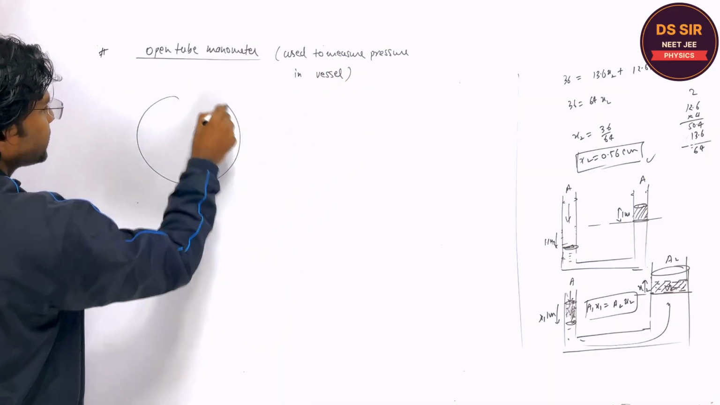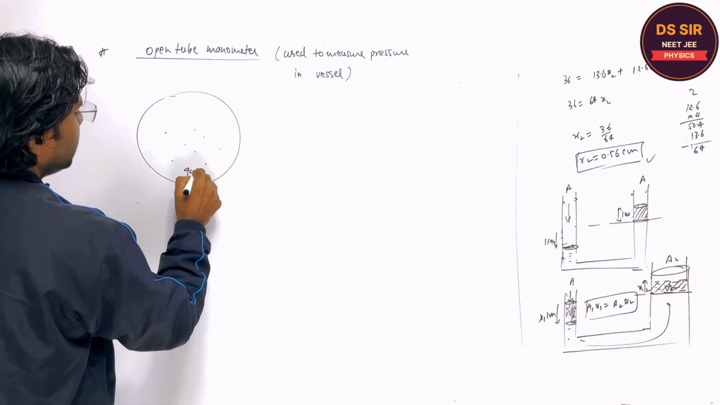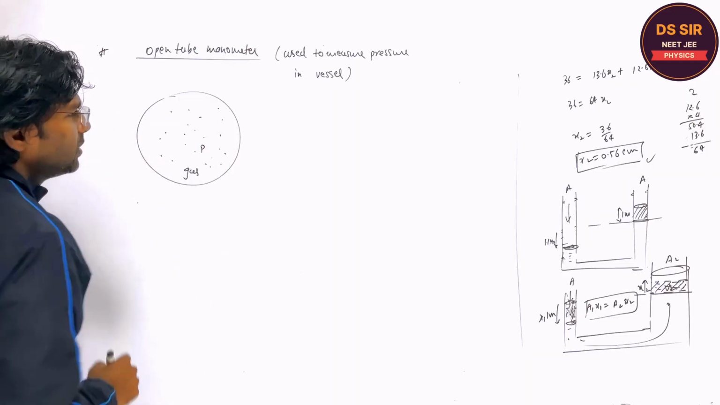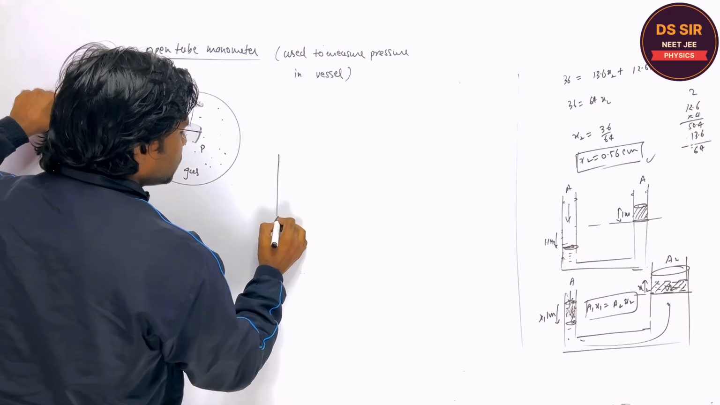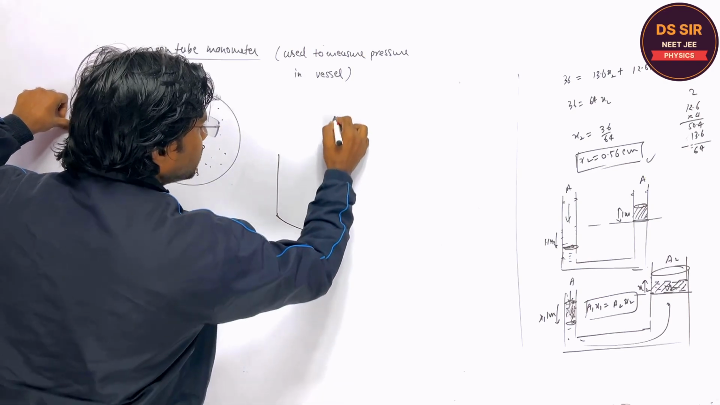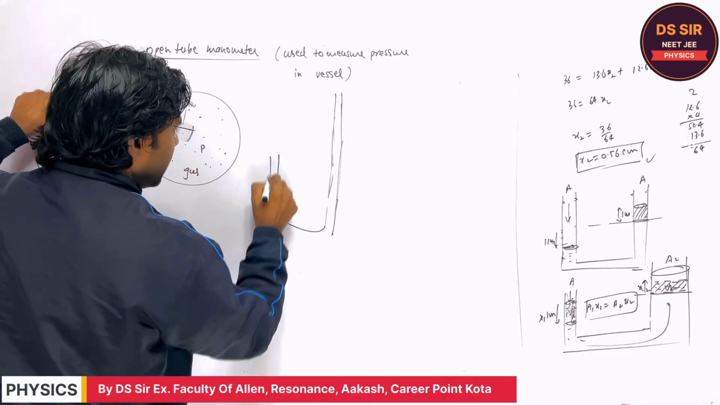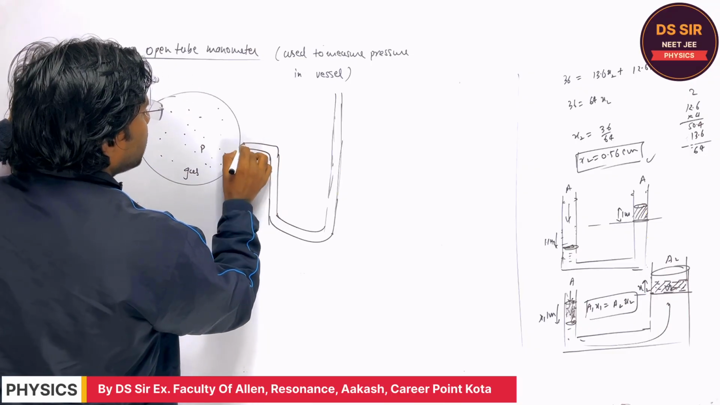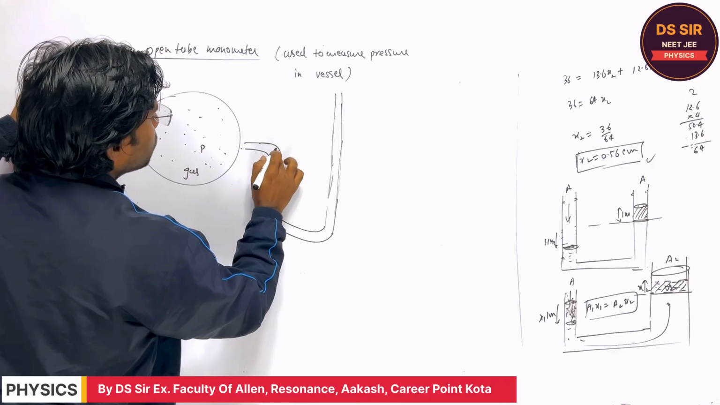For example, this is the gas chamber, right, and the gas is filled over here. This is the gas, and the pressure of this gas is P, right? So you want to measure the pressure. So to measure this pressure, you will take a tube, right? U tube like this, right? This is open at one end, right, like this, and the other end is connected to this.